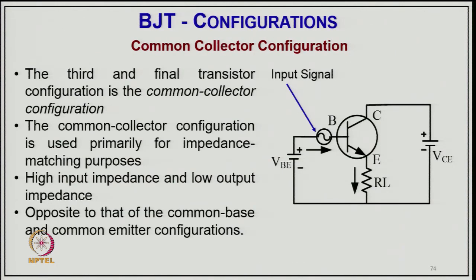Now, coming to the common collector configuration, the third and final transistor configuration. The common collector configuration is used primarily for impedance matching purposes, which we consider in radio and so on. It has high input impedance and low output impedance, opposite to that of the common base and common emitter configurations.